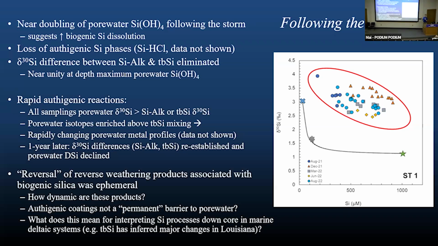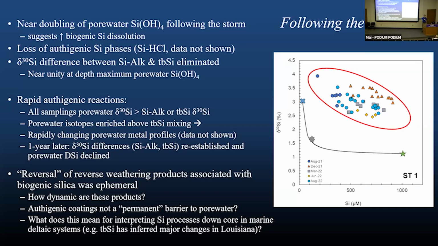So I said with the reversal of reverse weathering, of course, this was not a true reversal. It was happening. But what we saw is that net effect in the particle pool, which we can interpret as a reverse weathering imprint on the particles, was eliminated pretty quickly. So that begs the question, how dynamic are these areas? I think everyone knows they're really dynamic, but how dynamic are the products that are being produced? Are these authigenic coatings on the silicons a permanent barrier? Or can these be stripped and reworked, maybe? And what does this mean for interpreting downcore processes in these marine systems?